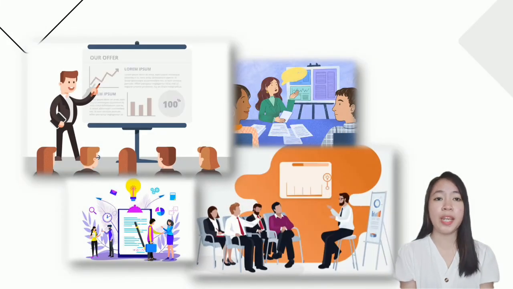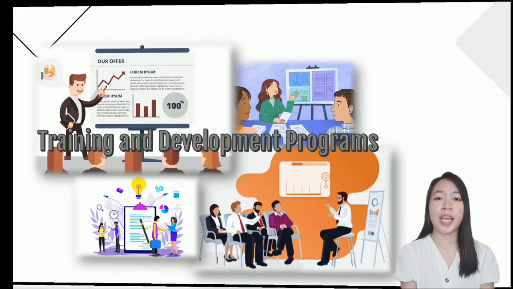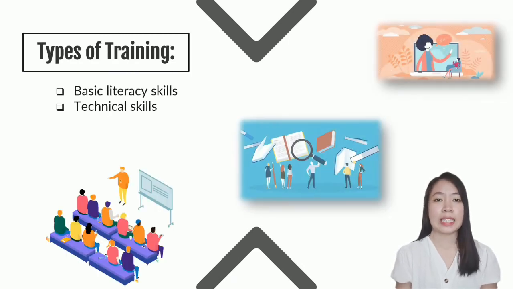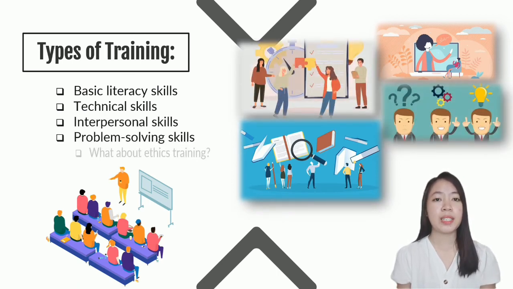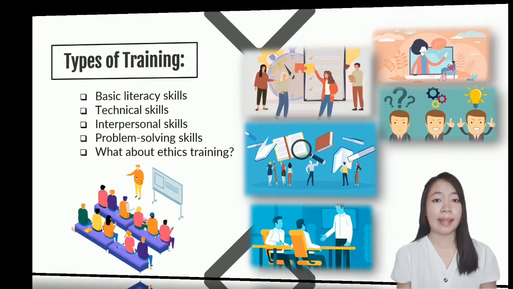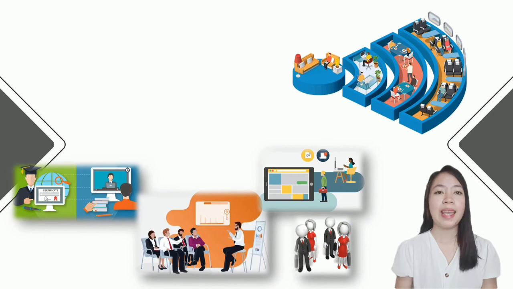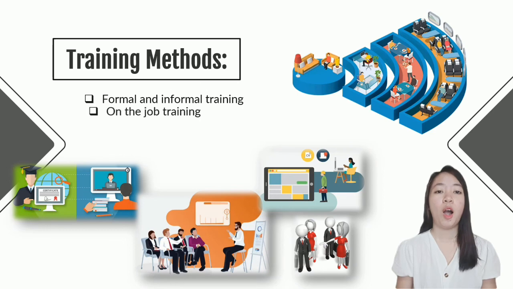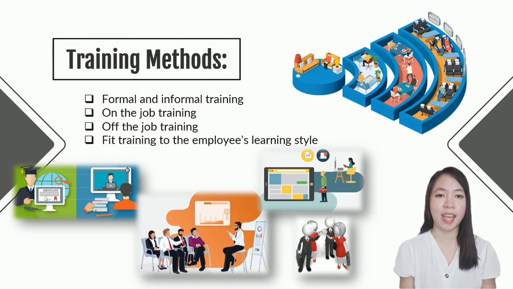Here are some training and development programs that the company might introduce to fresh hires. Types of training: basic literacy skills, technical skills, interpersonal skills, problem-solving skills, and ethics training. Training methods: formal and informal training, on-the-job training, off-the-job training, and fitting training to the employee's learning style.